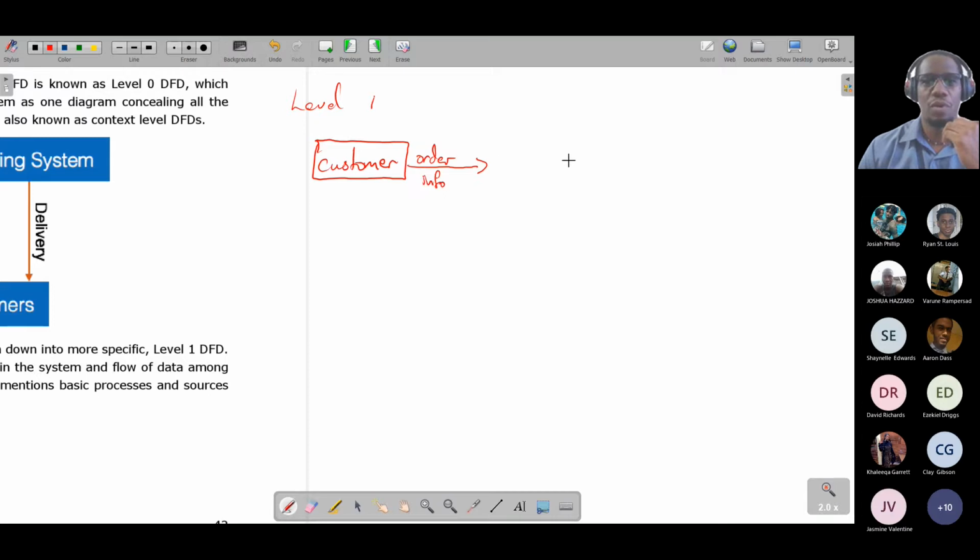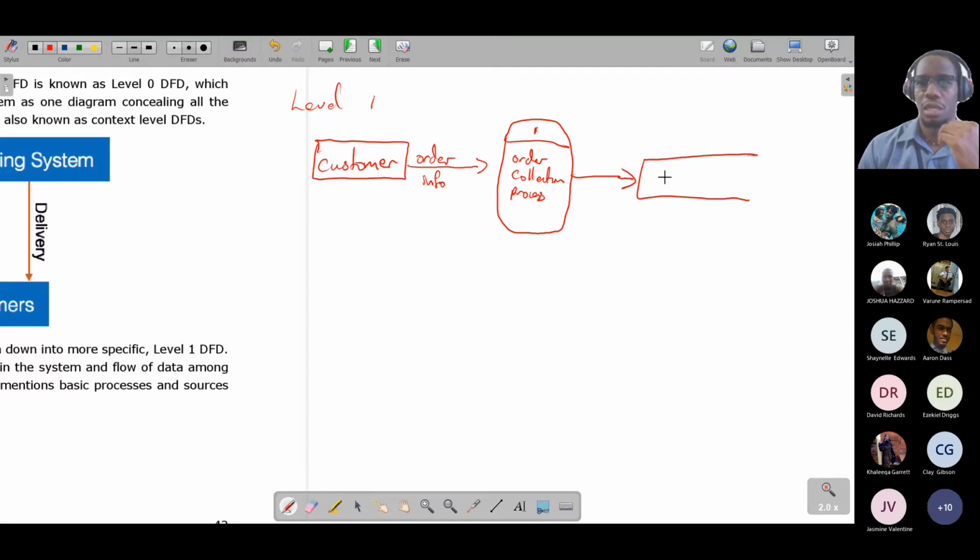The order info goes into the system and it goes to a process, right? So one, order collection process. And this order collection process might just simply be used to store in a database, right? Order database, right? So customer order info.